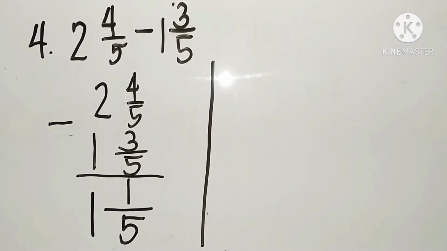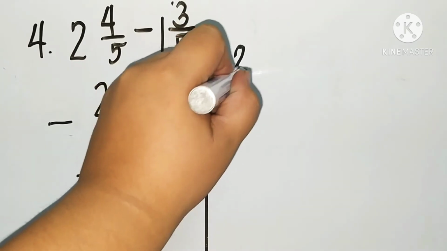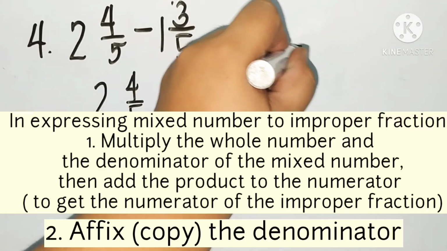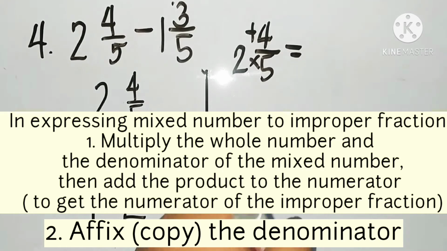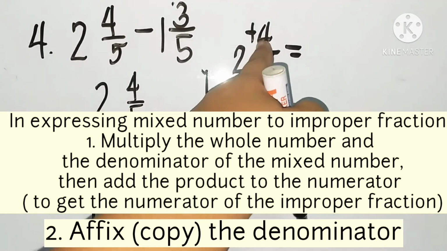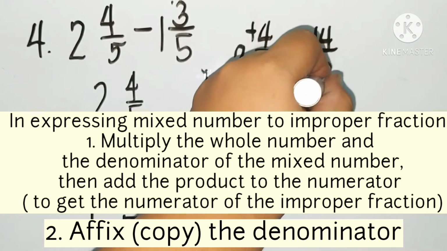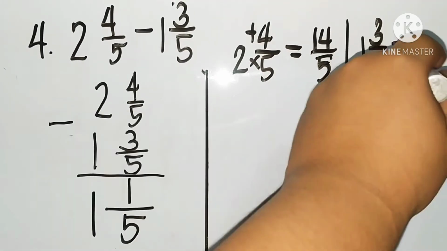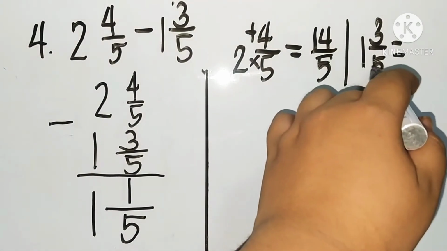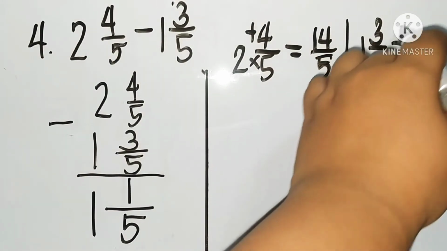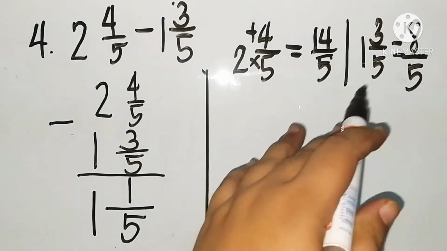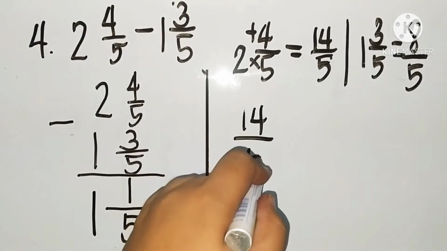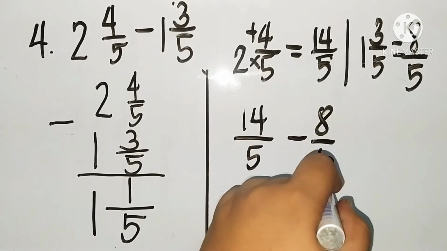What about the other solution? Yung other solution is, pwede nyo siyang i-express into improper fraction. Magiging 2 and 4/5 will be 5 times 2 plus 4. So, this will become 5 times 2 is 10 plus 4, 14 over 5. So, while the other one naman, 1 and 3/5 will become 5 times 1 is 5 plus 3 is 8 over 5. Let's subtract. So, we have 14 over 5 minus 8 over 5.